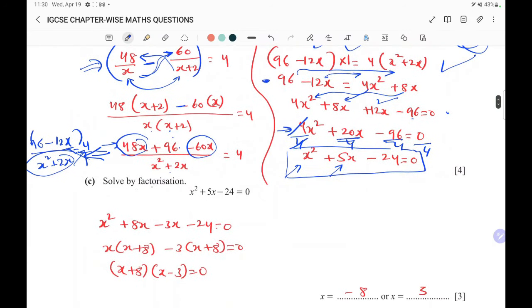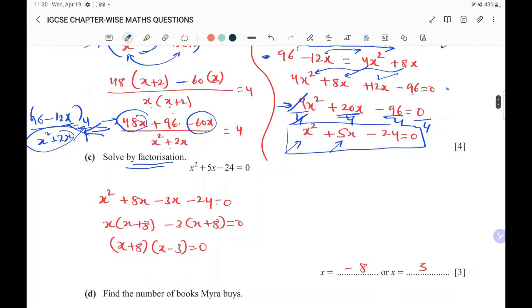Now it is clearly mentioned that we have to solve by factorization. So we cannot use completing the square or the quadratic formula. We have to use the factorization method. But this is a simple question because the x squared coefficient is 1. So we just need to break this minus 24.